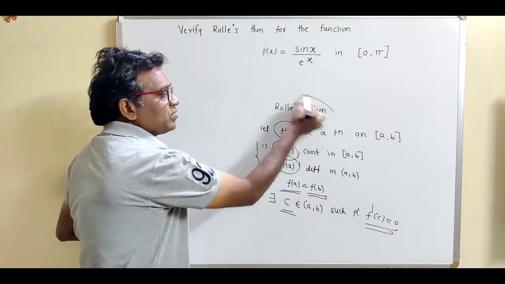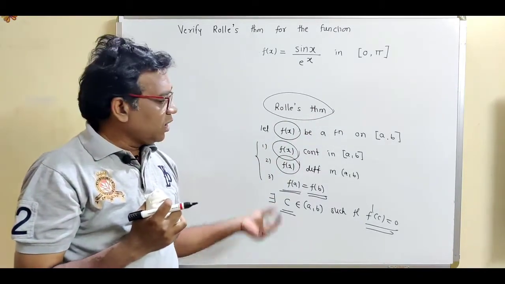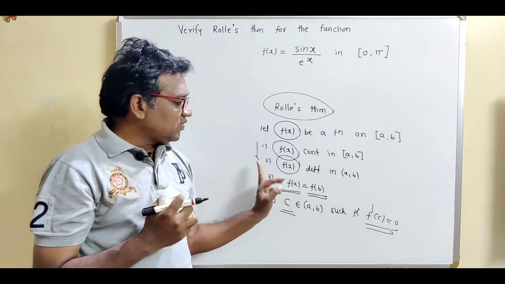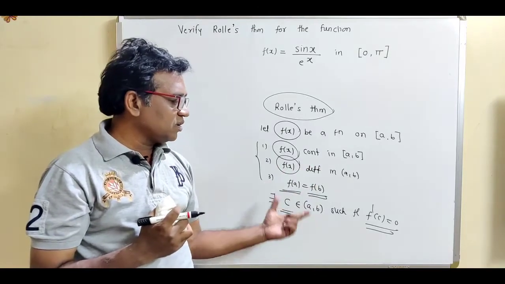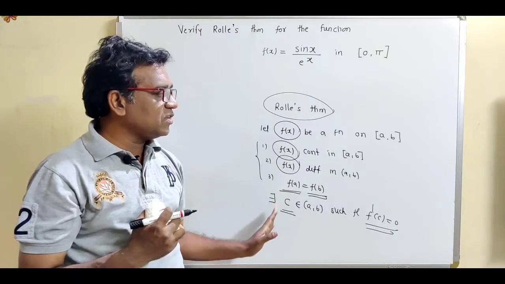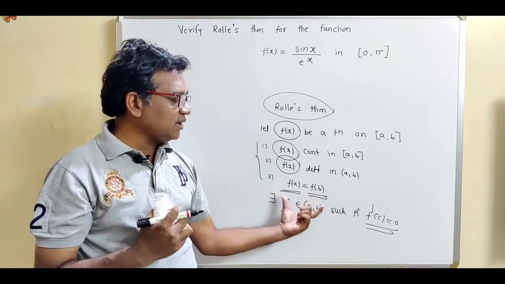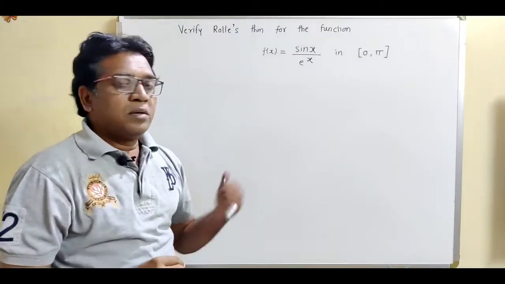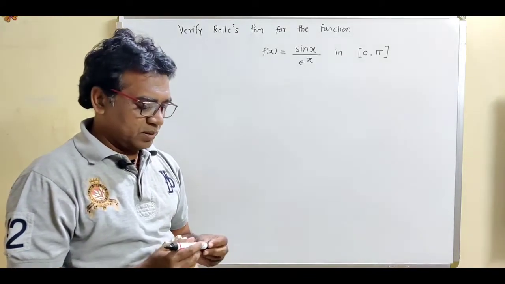So remember, in Rolle's theorem we have to check these three conditions. First condition is about the continuity. The second condition is about the differentiability, and the third condition is about the equality of the function. So remember these three conditions: continuity, differentiability and equality. Then we can apply the statement of Rolle's theorem. Now we shall take some more examples on Rolle's theorem.